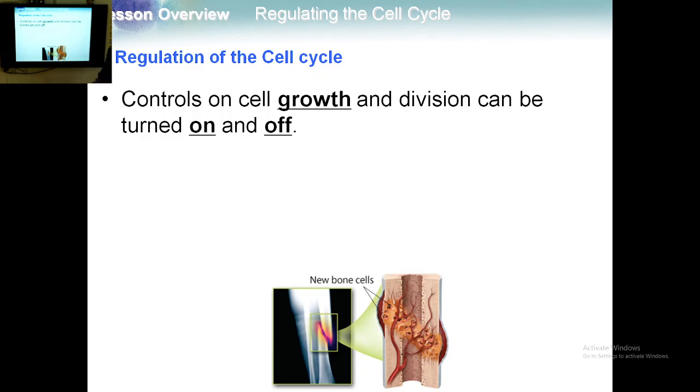Control of cell growth and division can be turned on or off. Sometimes the cell needs to turn on the cell growth, and sometimes the cell needs to turn off the cell growth. When we need the cell to grow, we will initiate the growth, and when we need the cell to stop, we need to stop this process, okay?